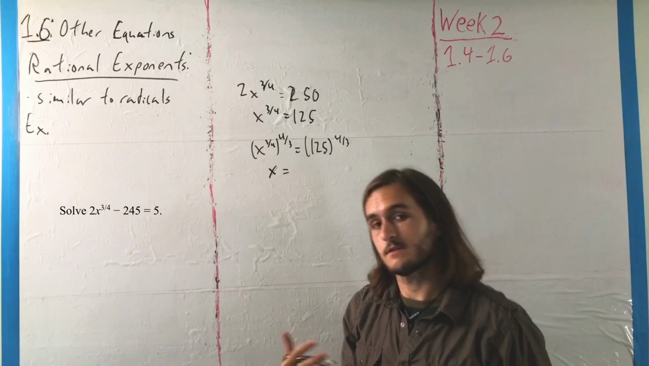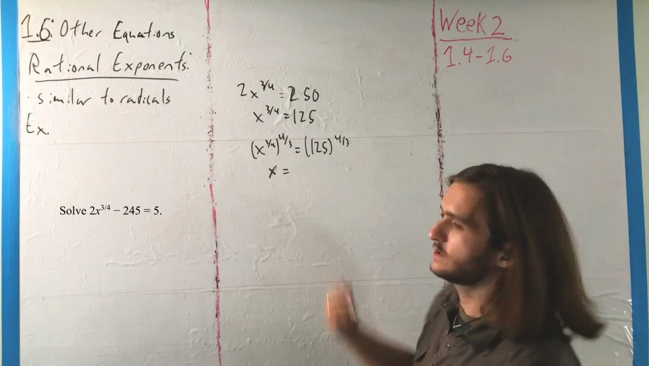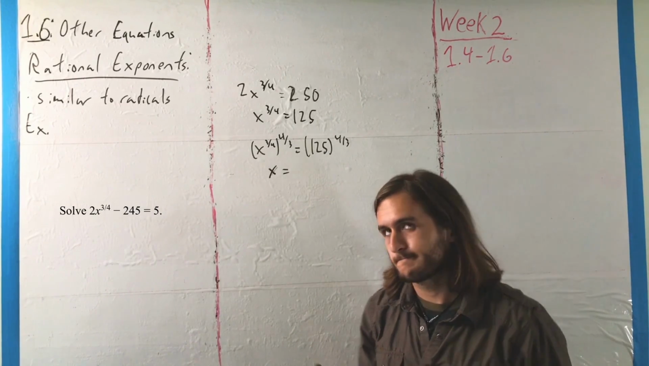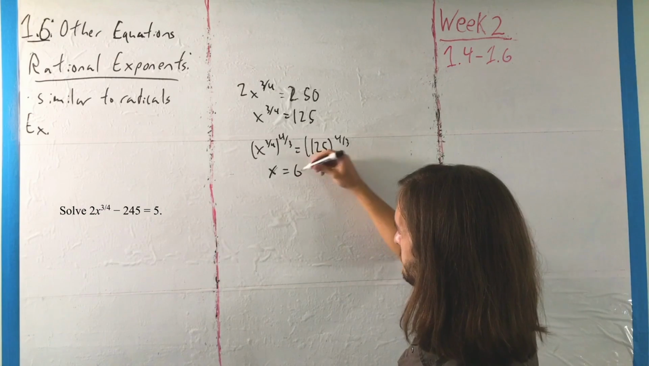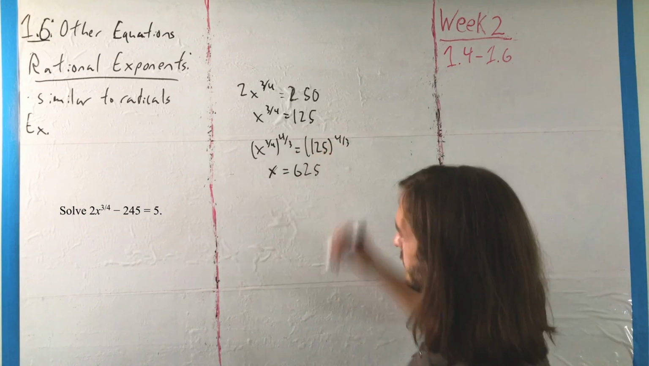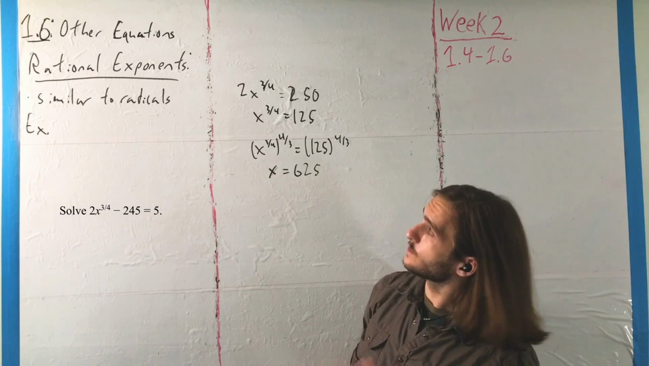And so we would have 5 to the 4th. 5 to the 4th is actually just 125 times 5, or 625. So our solution here is x equals 625.